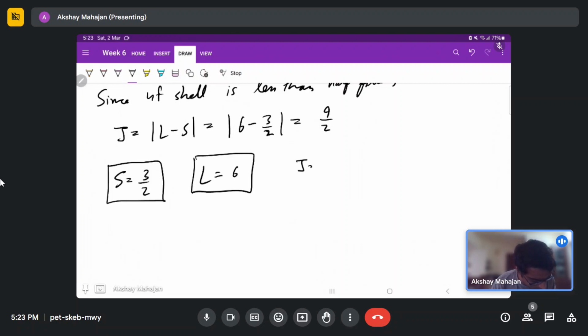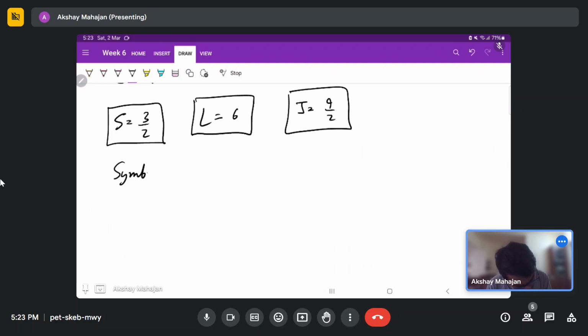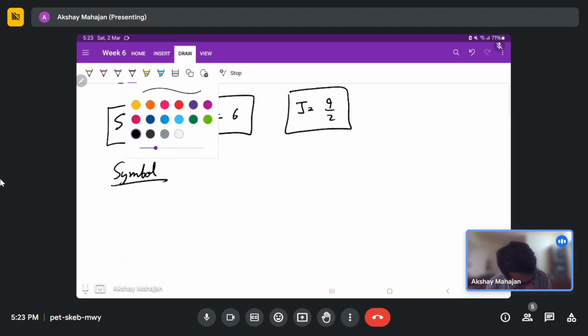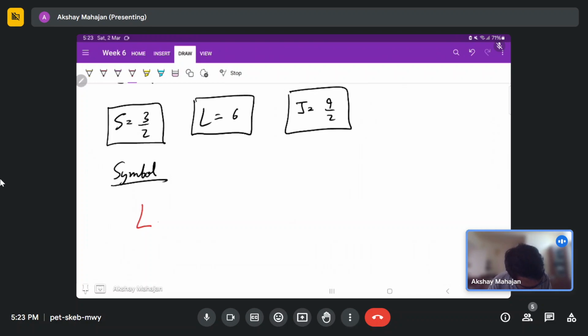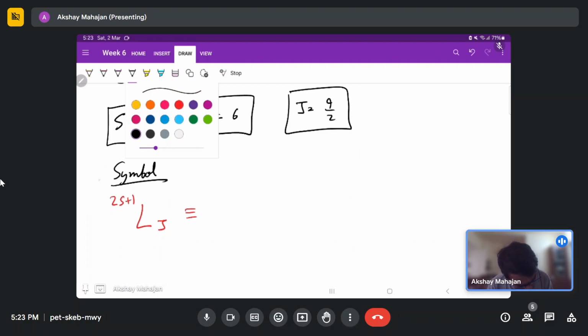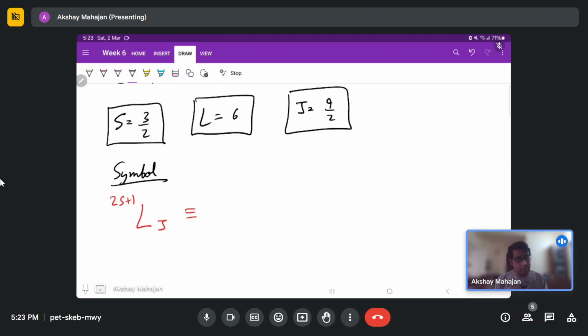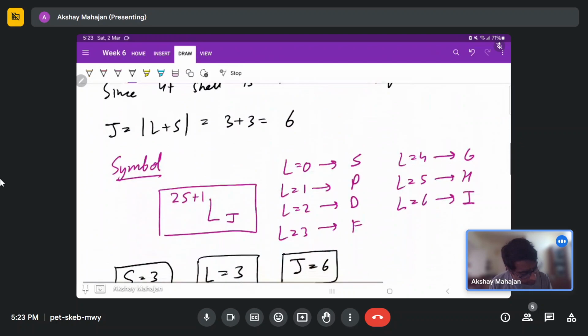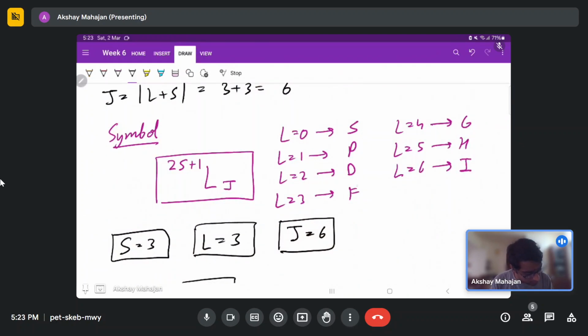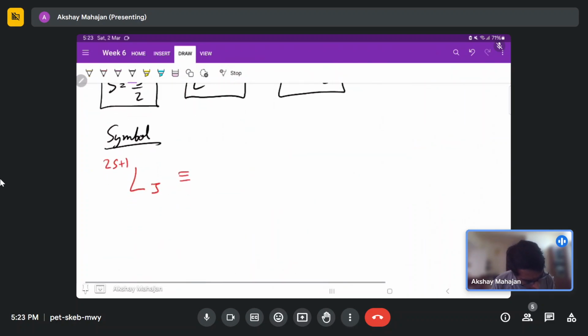And J is equal to 9 by 2. Alright, and then the next thing is we need to find the symbol. So for the symbol, remember the formula is 2S+1 L J. So here L is equal to 6, so corresponding to L equals 6, we know that for the symbol we will have I. Okay, S P D F G H I. So L equals 6, it is I. So we will have I.